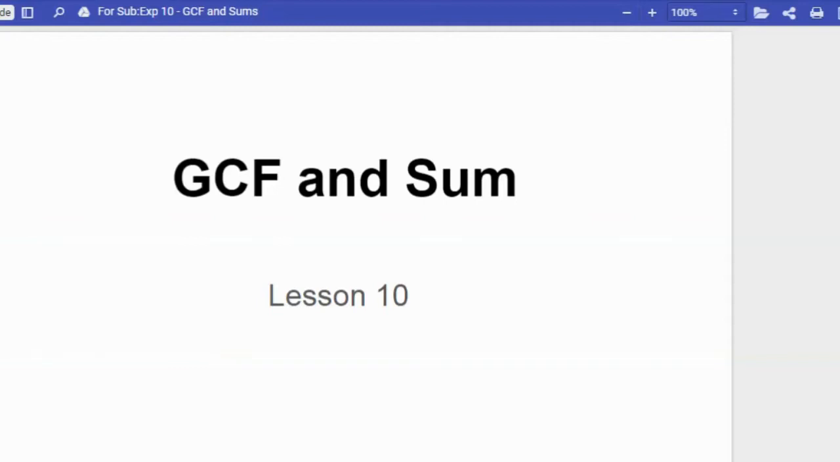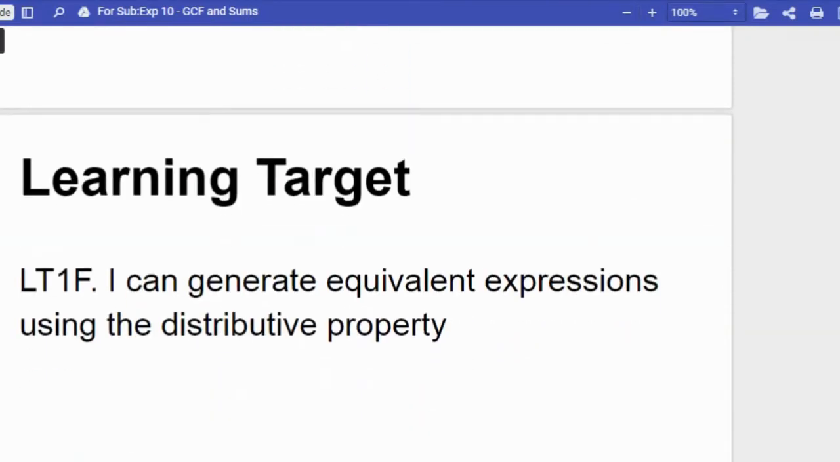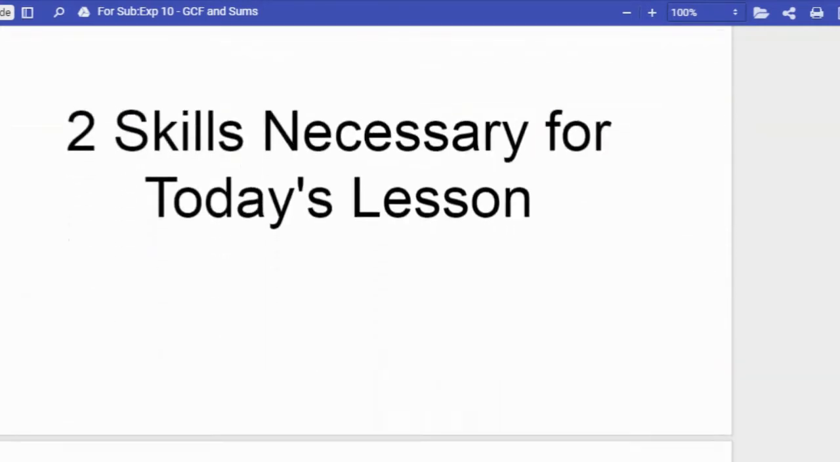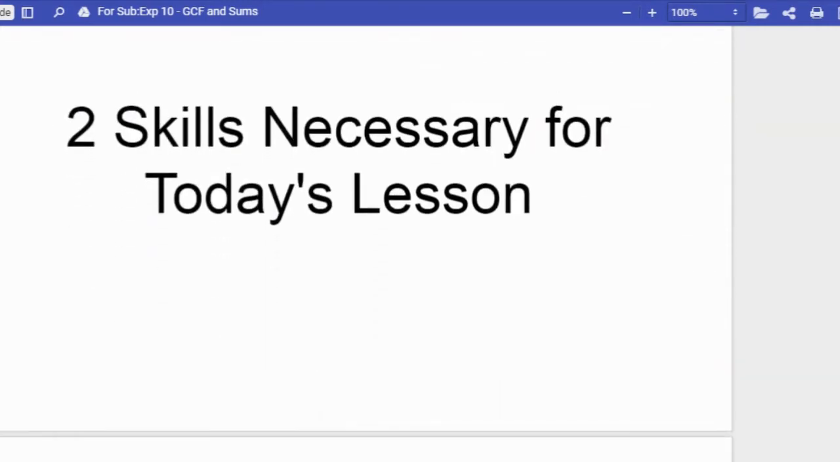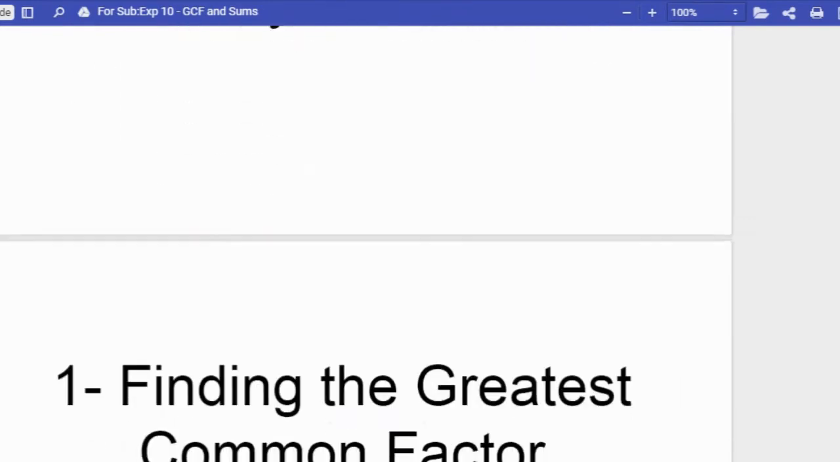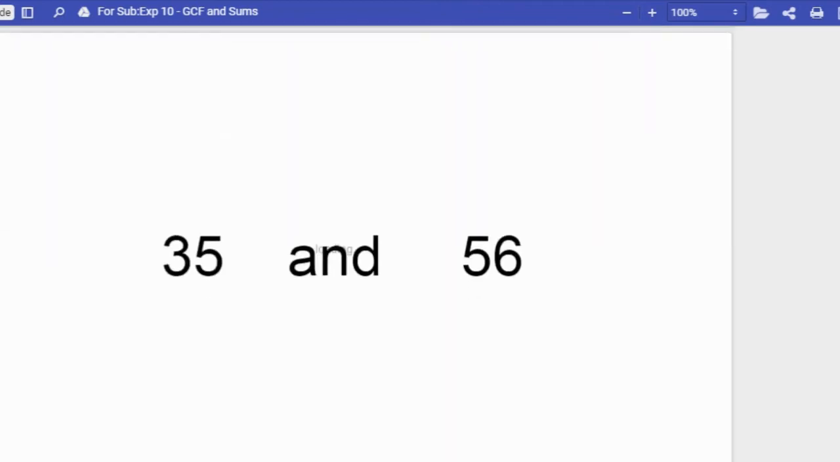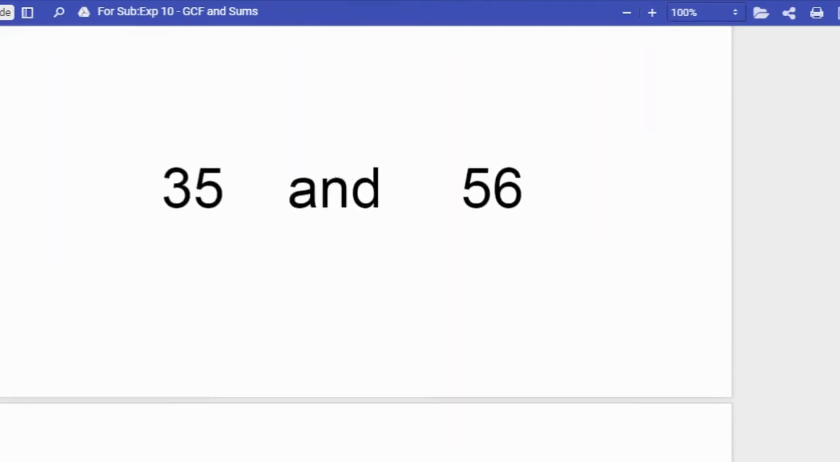All right, let's go to our learning target. It says I can generate equivalent expressions using the distributive property, and we're going to talk about that distributive property a little bit. As you go through today's lesson, there are 2 skills that we need to understand. The first one, we need to remember how to find the greatest common factor of 2 numbers. So, let's look at this first one together. You can write this on your whiteboard.